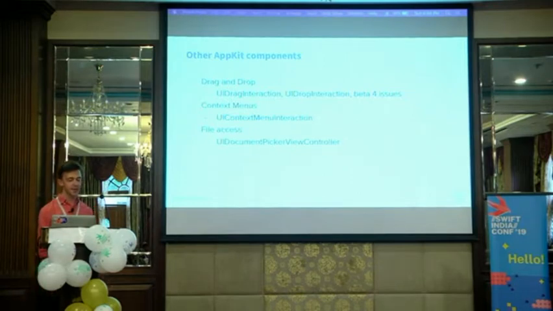So context menus work the same way. You add a UI context menu interaction to your view, and if you want to allow your user to choose a file from the file system, you just present a UI document picker view controller, and this automatically maps to the NS open panel to select the file on Catalyst.